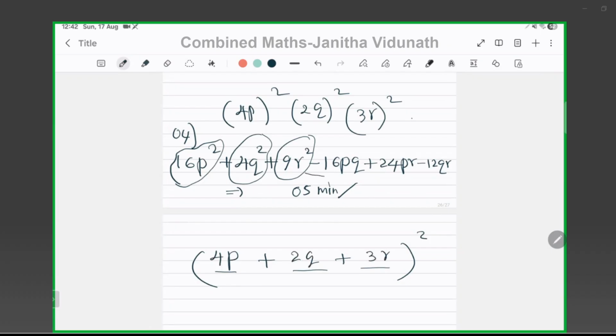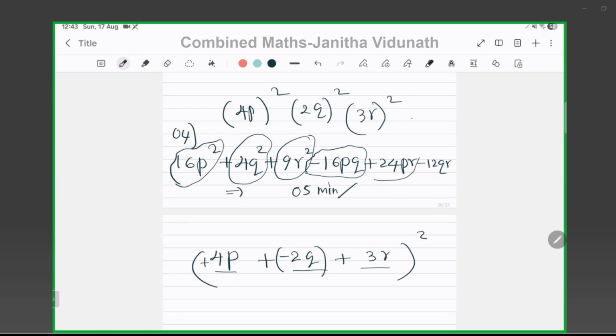Then if we look at this term, here the sign is negative. Since p is always positive, to make pq a negative sign, q should be a negative value. Let me repeat again. Here, the product of pq gives a minus value. Since p is a positive value, then q must be a negative value.